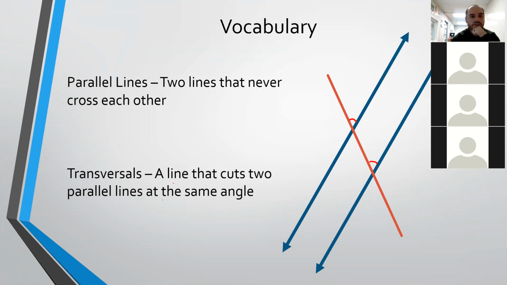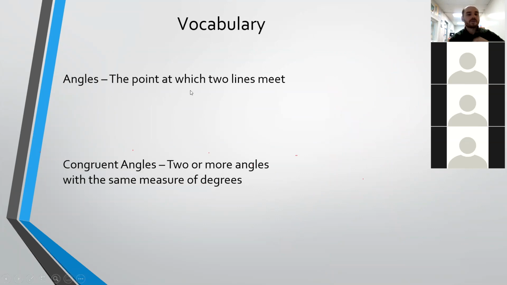Okay. The next 2 words are other words you should already be familiar with. So angles are the point at which 2 lines meet. Generally, it's 2 lines that are going in different directions, but not necessarily always. And then congruent angles. We talked about congruency last week in congruent versus similar shapes. So we can kind of just fill in from what we know about congruent already. Congruent angles are 2 or more angles with the same measure of degrees.